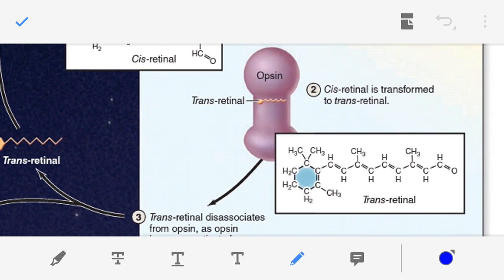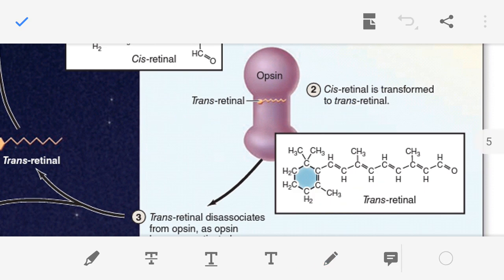Once the light is absorbed, cis retinal is transformed, cis retinal is converted into transretinal. So here you can see cis retinal is converted into transretinal. This is the structure of transretinal they are showing.